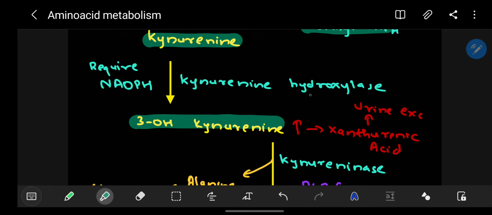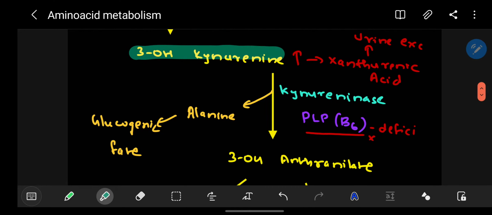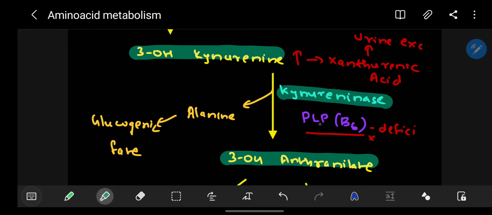This kynurenine becomes 3-hydroxykynurenine. So it is a hydroxylase, right? That is kynurenine hydroxylase. This requires NADPH. So this 3-hydroxykynurenine will be converted into 3-hydroxyanthranilate. The enzyme acting is kynureninase. The vitamin involved is pyridoxal phosphate, vitamin B6.